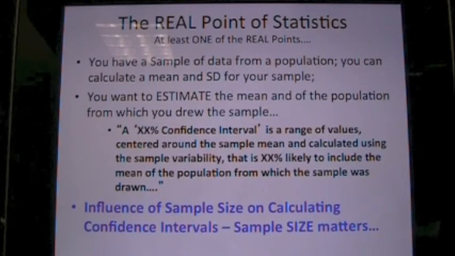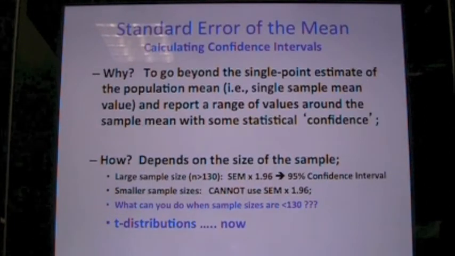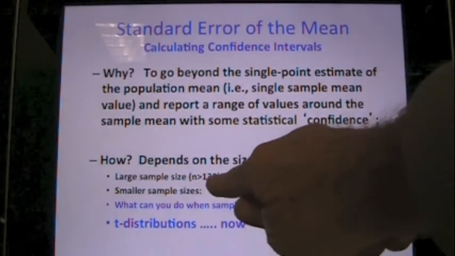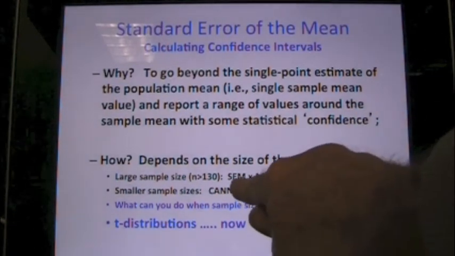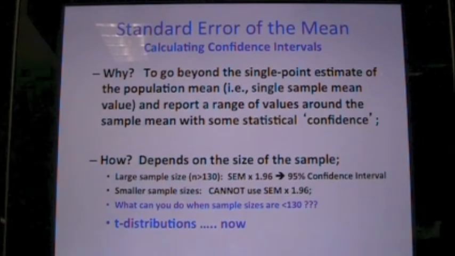Now, we've talked about the variability before and how you use the variability, the standard deviation of the sample, to estimate the standard error of the mean and what that's doing theoretically. Now we're going to talk about the influence of sample size. Why? Because most of the time you don't have a sample that's huge. If you have a large sample size of more than 130, for example, or 120, whatever, you can simply estimate the standard error of the mean from the sample and multiply that times 1.96, and that's your 95% confidence interval. But if you have a smaller sample size, you cannot use that SEM times 1.96.